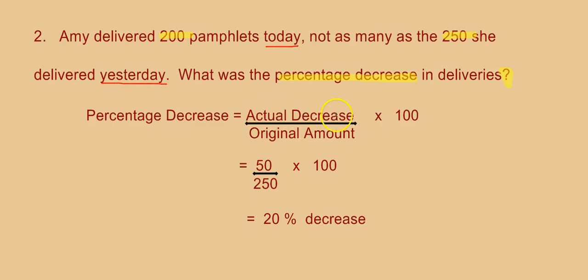So what was the actual decrease? Well, she's delivered 50 fewer pamphlets today than yesterday. So 250 minus 200 is 50. Then what was the original amount? Now, the original amount, and I haven't made a mistake this time, it actually is correct, 250. The amount before the decrease, 250 before it decreased to 200. I purposely wrote those numbers the other way around to see if you were paying attention. 50 divided by 250, I'm pretty sure that's a fifth, times 100 is a 20% decrease. How did you go? Better than I did, I hope.